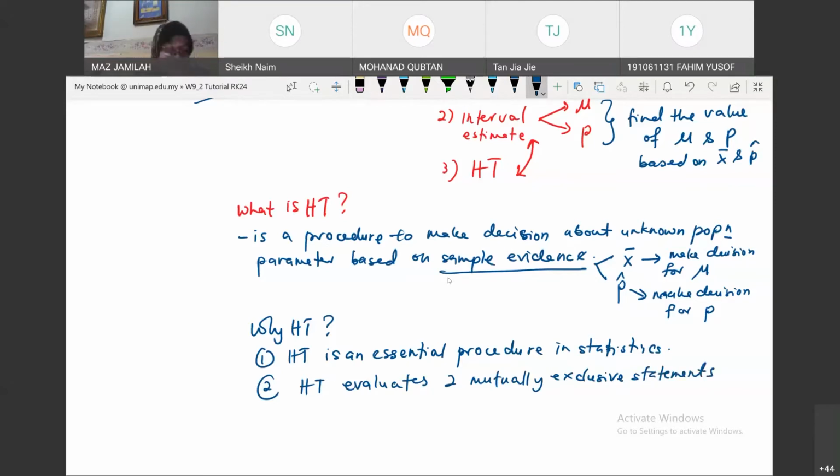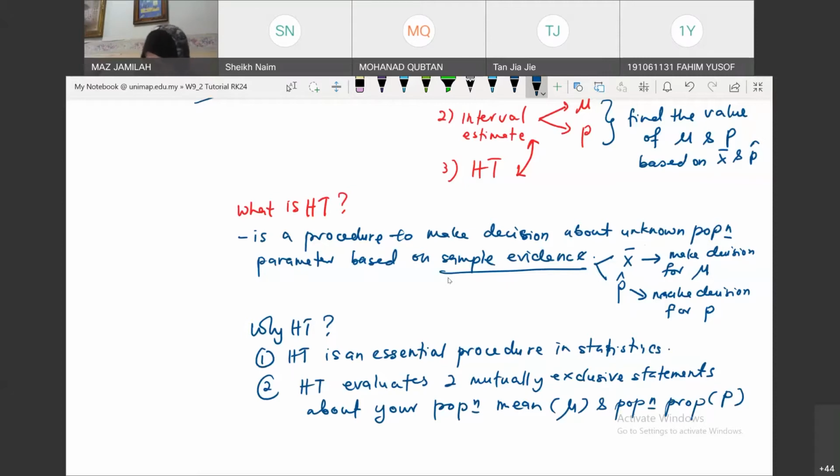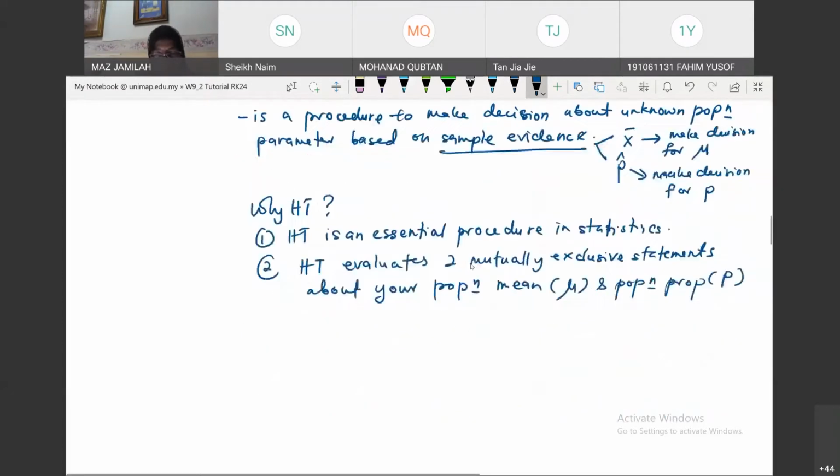Statements about your population mean, that is your mu, and population proportion. That means that by using X bar and P hat, we are going to make a decision for this mu and P. So how so? How can this be transformed into what we call a statement, that we say as two statements that are mutually exclusive?